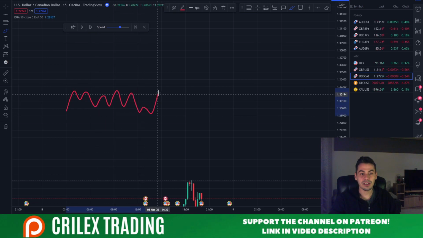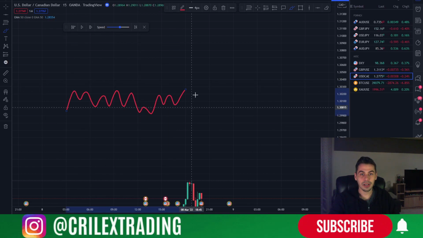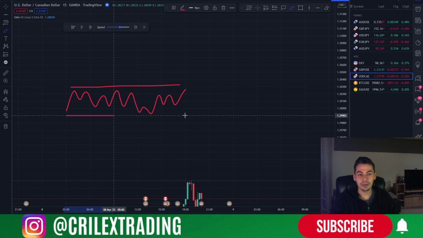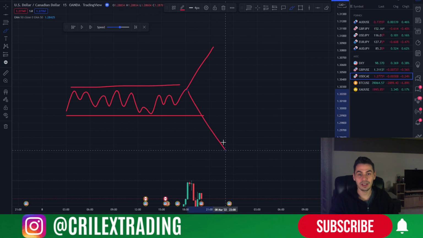So if price does something like this, that's pretty easy. You just want to look for price to be ranging, and you set an alert on the top and an alert on the bottom, and wait for one of the alerts to be triggered. So we basically want to see a clear break of this box in either direction, be it to the upside, be it to the downside.